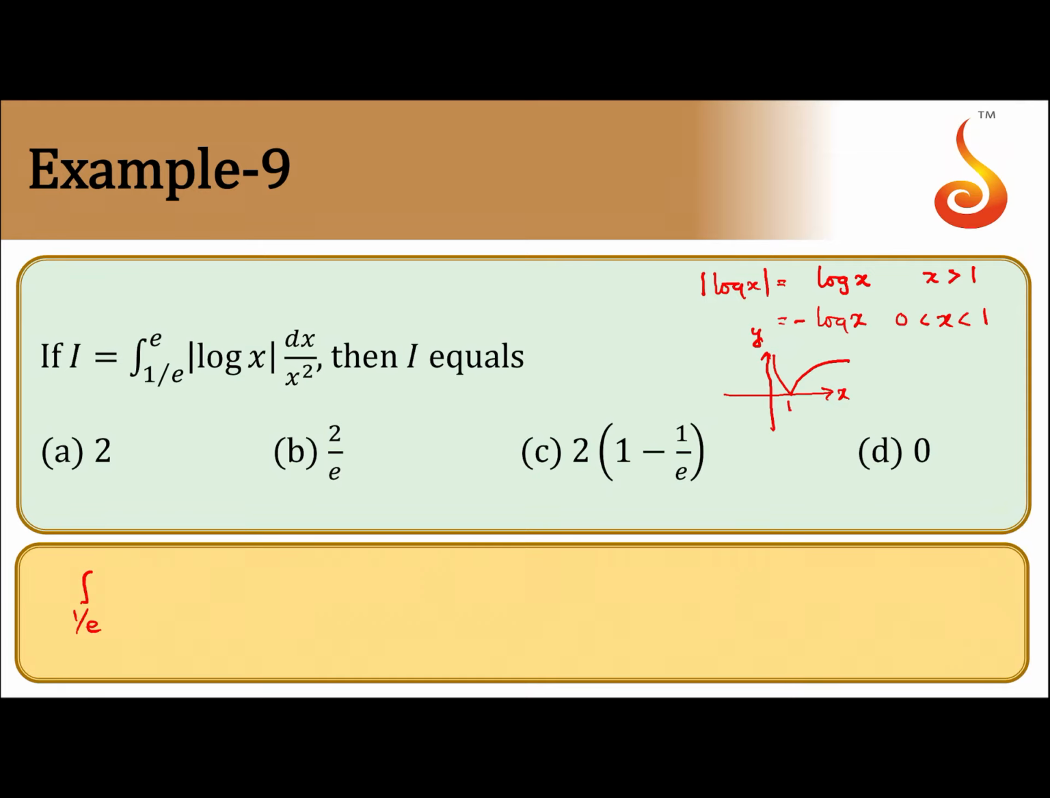This integral becomes the integral from 1/e to 1 of minus log x into dx by x square, plus the other part, which will be the integral from 1 to e of log x into dx by x square. Now let us evaluate both the integrals. So why have we broken this? Because from 1/e to 1, mod log x becomes minus log x, and from 1 to e, mod log x is equal to log x.